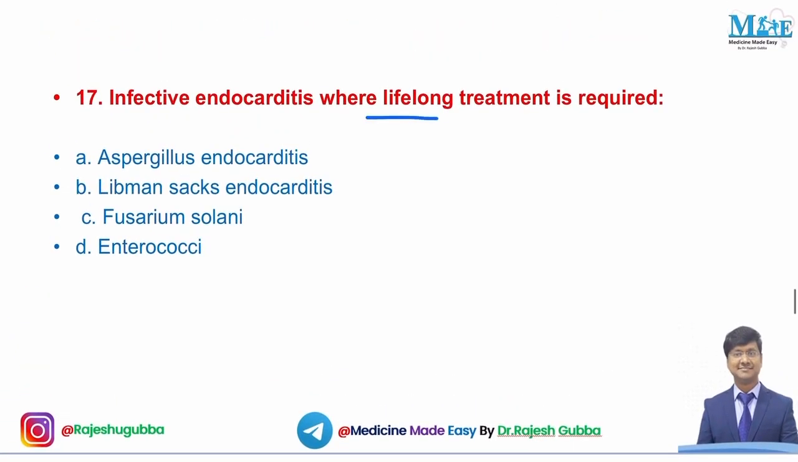Infective endocarditis where lifelong treatment is required: Aspergillus endocarditis, Libman-Sacks endocarditis, Fusarium solani, or Enterococci. Please remember, it is fungal endocarditis where lifelong treatment is required. For the development of fungal endocarditis, the most common organism is Aspergillus, and the next important organism is Candida. Patients with fungal endocarditis require surgical debridement of the abscess.